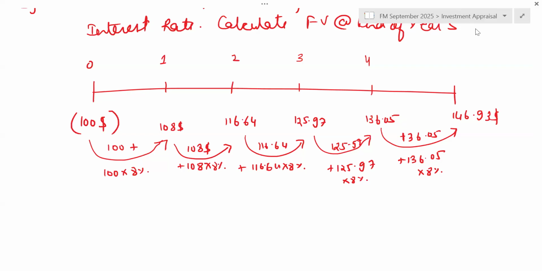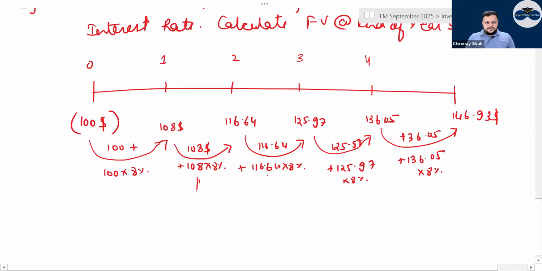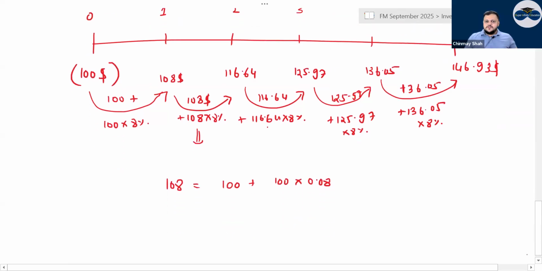Yes. Now see, I'll take this part. Can I say 108 is equal to 100 plus 100 into 8%? If I write 0.08 instead of 8%, will you be more comfortable? 100 plus 100 into 0.08. If I take 100 common outside, what will happen? 100 into 1 plus 0.08. Are you okay with this? So 108, right?